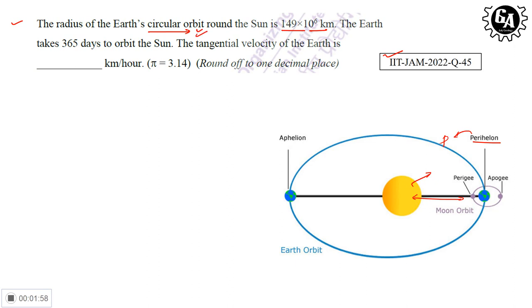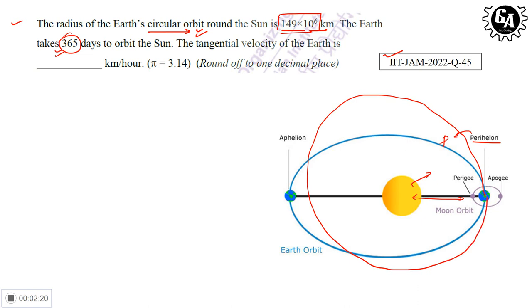And the radius is given to be 149 × 10⁶ kilometer. The Earth takes 365 days to orbit the Sun. To orbit the Sun means to complete one complete circle. It starts from here, then it will take 365 days to come back to that position from where it started. So basically we can call it a time period, isn't it? The time period is the time taken to complete one complete circle.